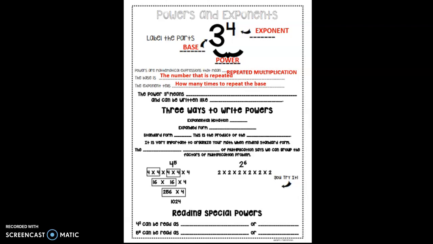The power 3 to the 4th power means 3 repeated 4 times and can be written like 3 times 3 times 3 times 3. There are 3 ways to write powers.